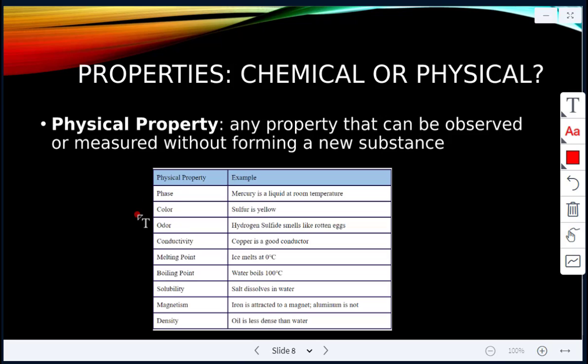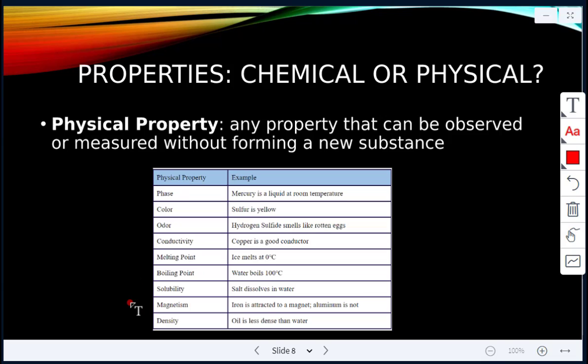The odor, for example, hydrogen sulfide, it smells like rotten eggs. Conductivity, if it can conduct electricity, for example, copper is a good conductor. Melting point, we know ice melts at 0 degrees Celsius. Boiling point of water is 100 degrees Celsius. Solubility, for example, salt can dissolve in water.